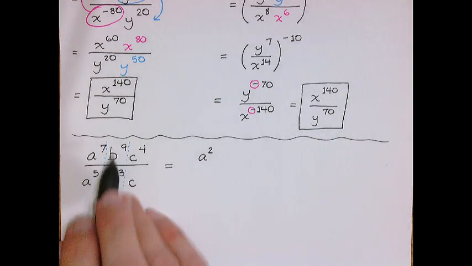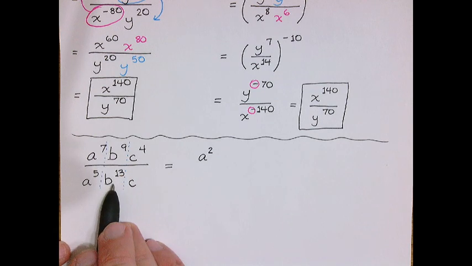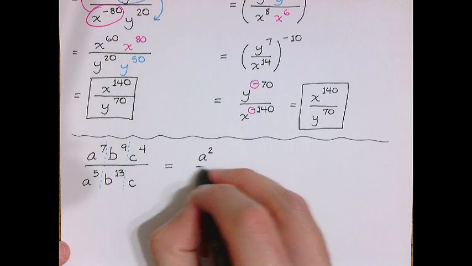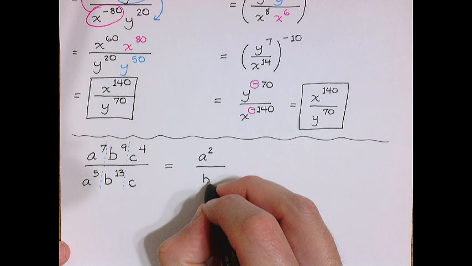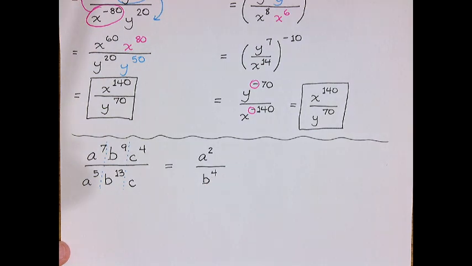And when you look at the b's, you see that between the numerator and denominator, you have 4 more factors of b in the denominator. So we've got to make sure we address that. So it's over b to the 4th.